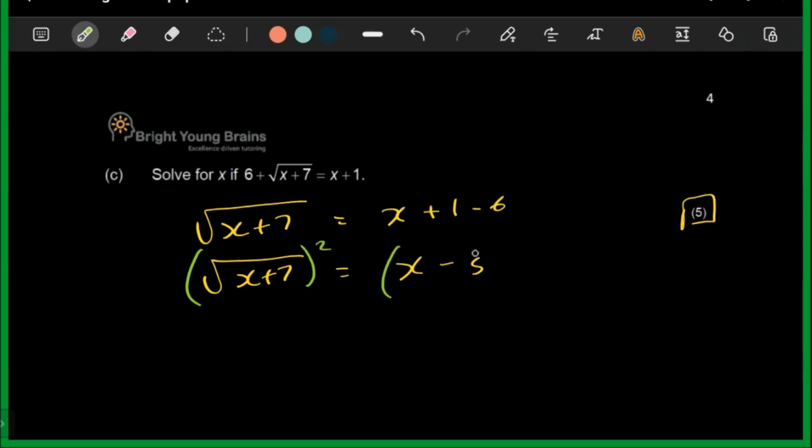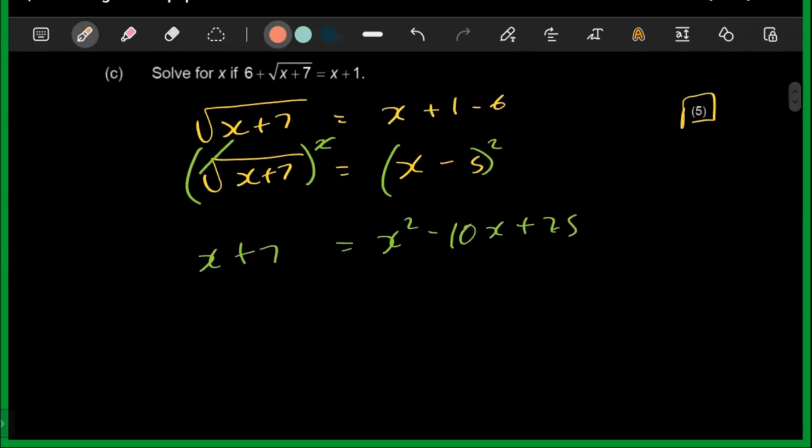And then obviously squaring both sides, you're going to have this cancel that. x plus 7. Here you're going to have x squared minus 10x plus 25 if you multiply out your brackets, because this is just x minus 5, x minus 5. So it's x times x squared, then x times negative 5, negative 5 times x, negative 5 times negative 5.